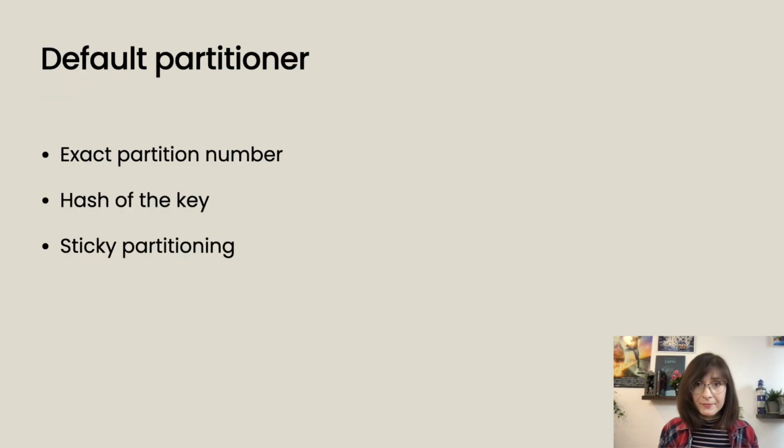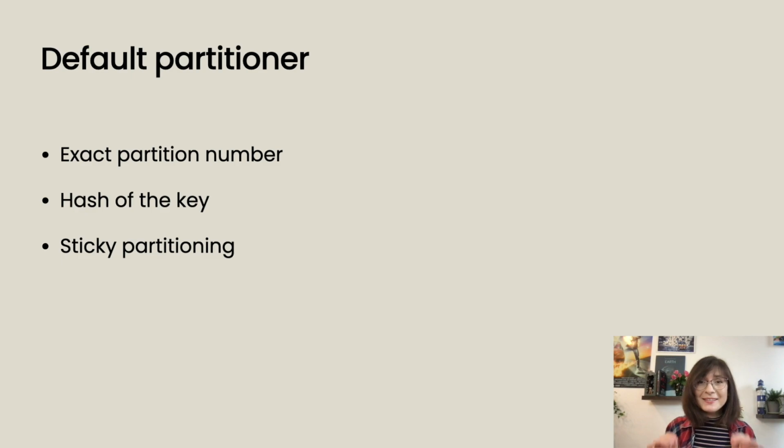So to summarize, remember that there are 3 ways the default partitioner determines how to distribute the data. First, looking for the exact partition number. If you don't have it, using the hash of the key, and if that is not present, then using sticky partitioning. If you don't like either of those options, you're picky.